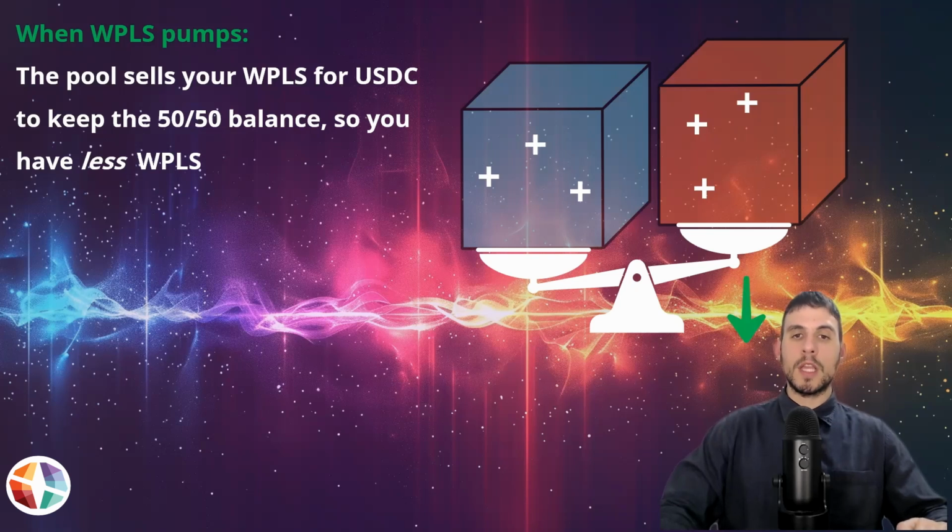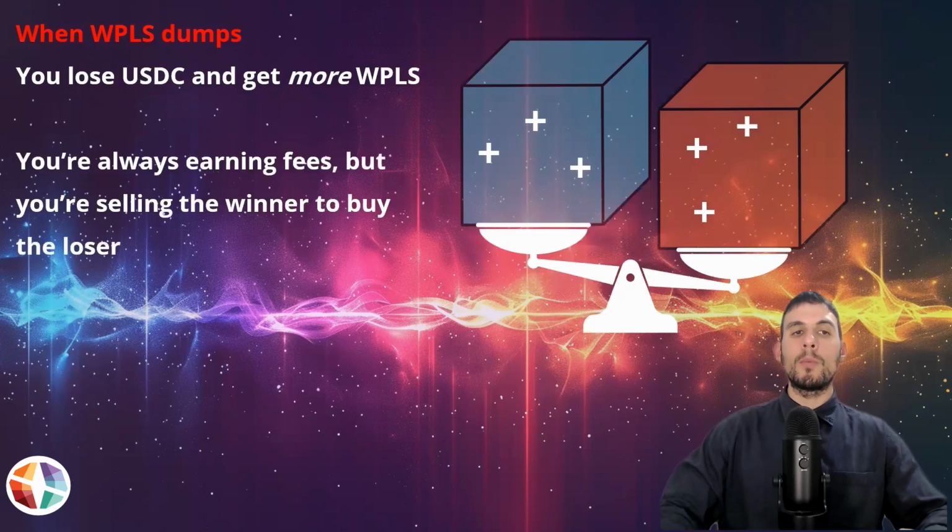So this is according to the X times Y equals K constant. When Pulsechain dumps, you lose USDC and you get more Pulsechain. So in both instances, you're always earning fees, but you're selling the winner to buy the loser.